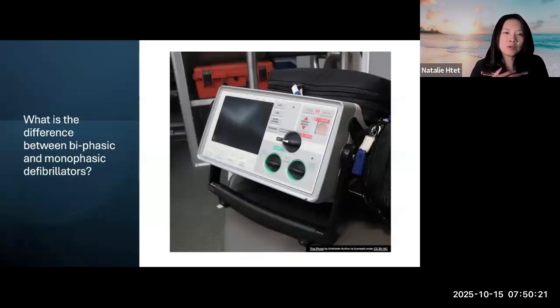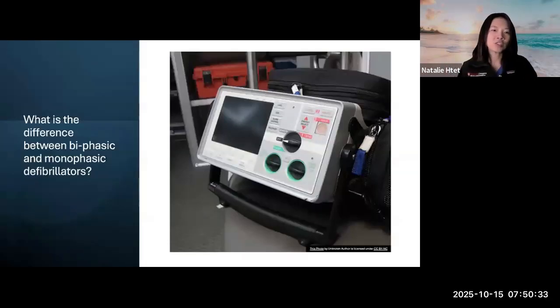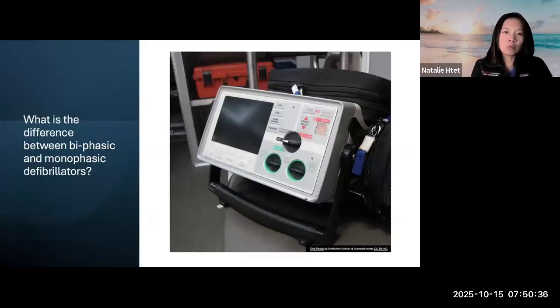So monophasic defibrillators send electrical current in one single direction from one pad to the other. So if you have front and back, the electricity flows from one pad to the other pad, just one direction. And the shock consists of just one wave of current. But because of this single direction flow, higher energies are needed to successfully depolarize the heart muscle. So monophasic defibrillation typically delivers 360 joules for each shock, whether it is the first or second shock or any other shock. So it's 360 joules.